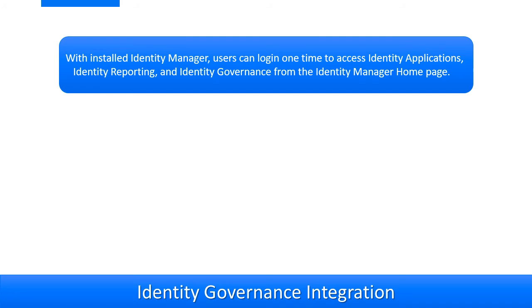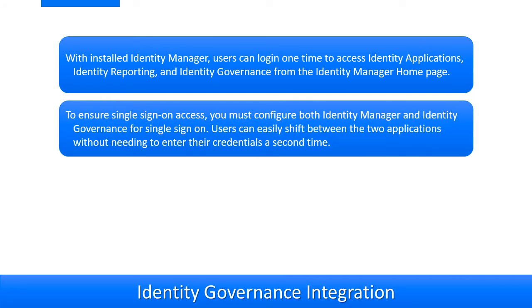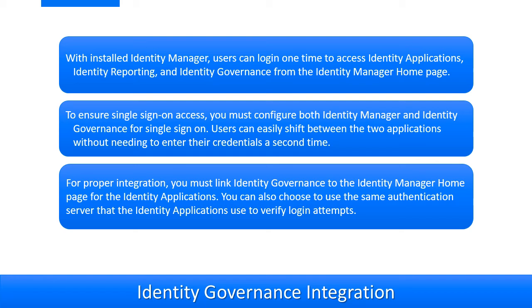With Identity Manager, users can log in one time to access identity applications, identity reporting, and identity governance from the Identity Manager homepage. To ensure single sign-on access, you must configure both Identity Manager and Identity Governance for single sign-on. Users can easily shift between the two applications without needing to enter their credentials a second time. For proper integration, you must link Identity Governance to the Identity Manager homepage for the identity applications. You can also choose to use the same authentication server that the identity applications use to verify login attempts.